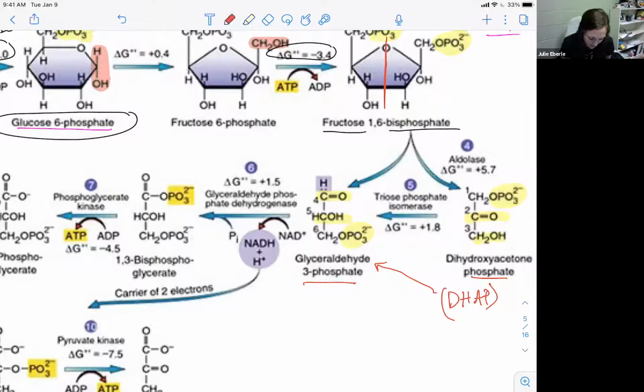So I'm going to write that down. We get 2 of these. All right. I definitely want you to know which step is the cleavage step. And what's the product of the cleavage step? So I want you to know this word, glyceraldehyde 3-phosphate. Ultimately you get 2 of these when you cleave fructose 1,6-bisphosphate.